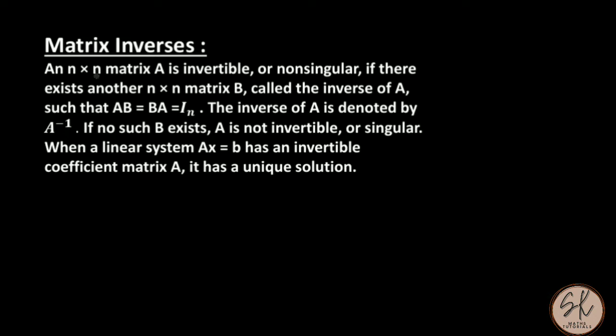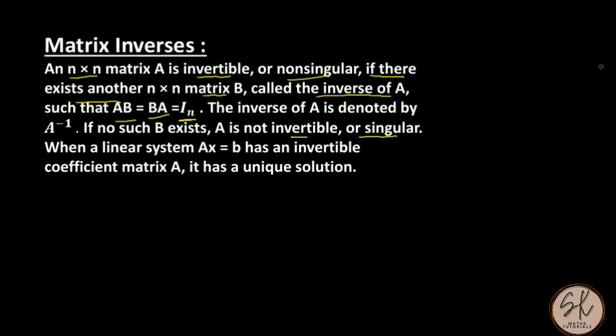An n cross n matrix A is invertible or non-singular if there exists another n cross n matrix B, called the inverse of A, such that AB is equal to BA is equal to In. Here In indicates the identity matrix of order n cross n. The inverse of A is denoted by A inverse. If no such B exists, A is not invertible, or singular.